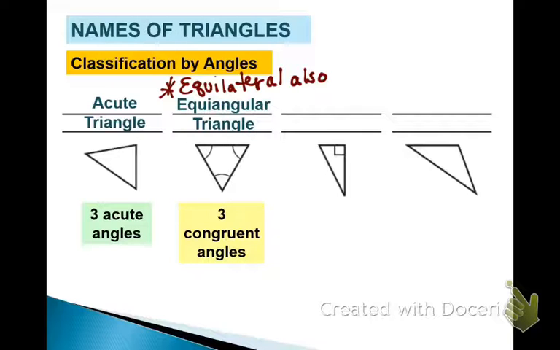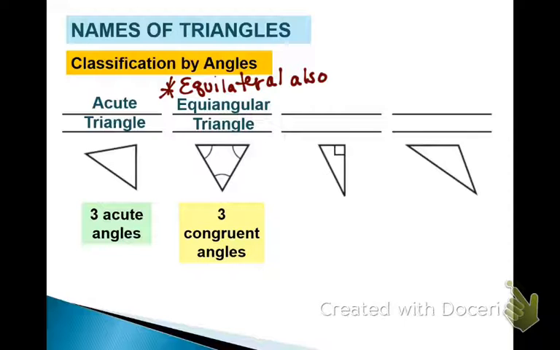So think about this. Remember what you wrote down. If you have 3 congruent sides, you have how many congruent angles? 3. So if you have 3 congruent angles, how many congruent sides do you have? 3. So they go together like peanut butter and jelly. Whenever you write equiangular, you will always write equilateral together, because there's no other option for them.